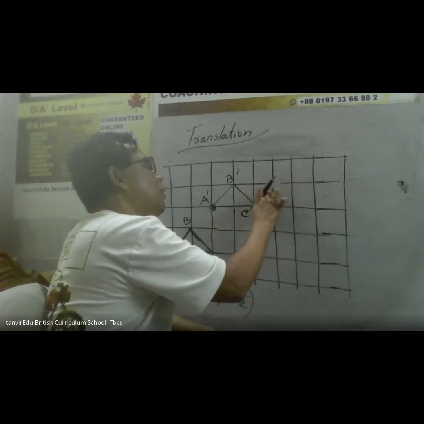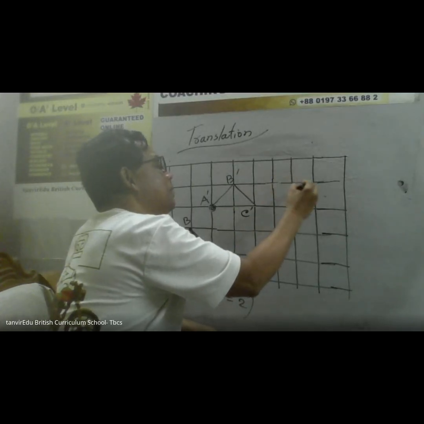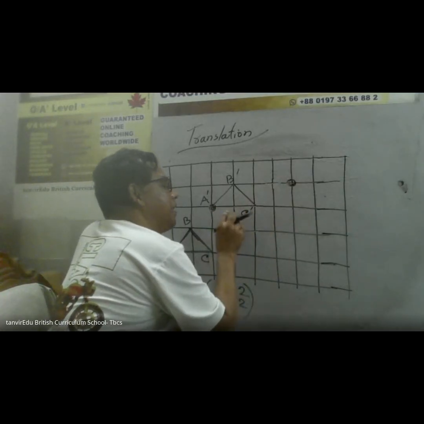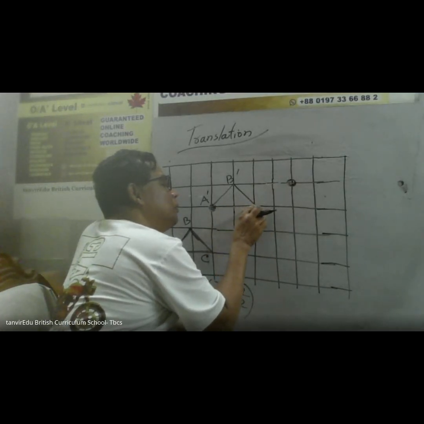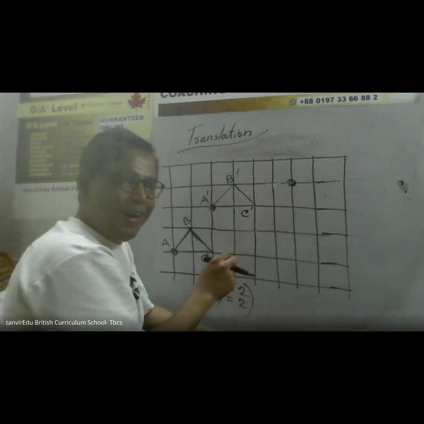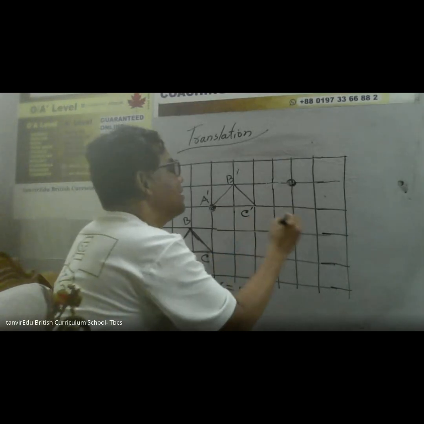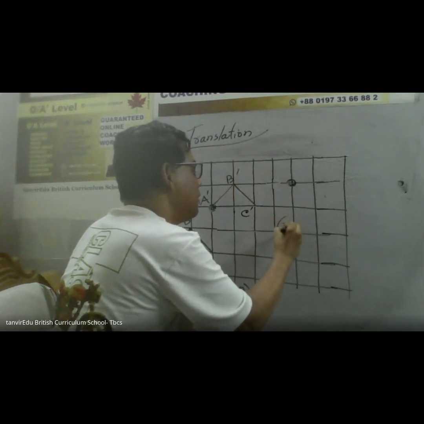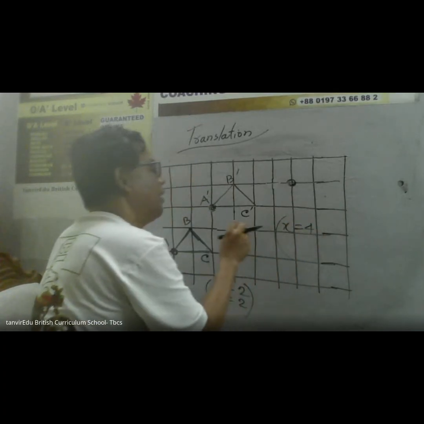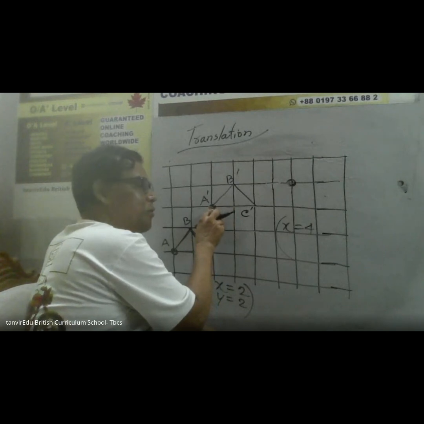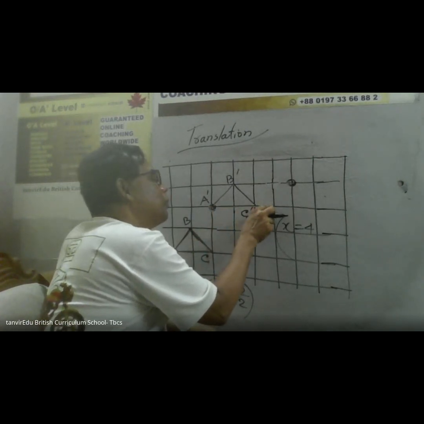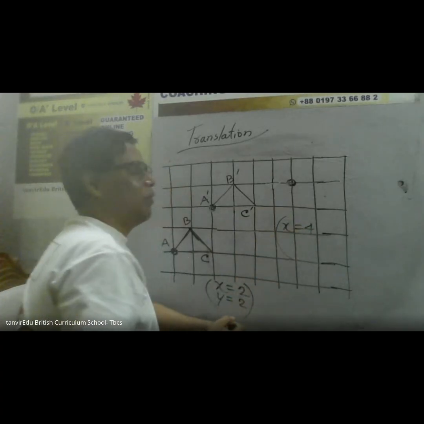Okay, I'm making more space. Suppose jumping from here to there. So how many steps right? 1, 2, 3, 4. So 4, right? So x will be, what should I write? So x will be 4. This is not countable. This is countable. 1, 2, 3, 4. X is equal to 4.